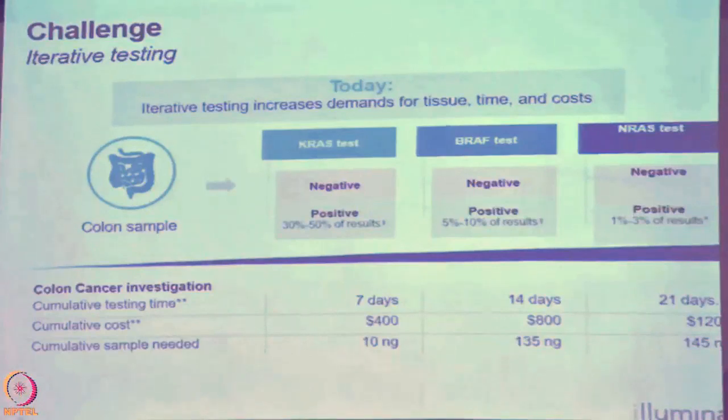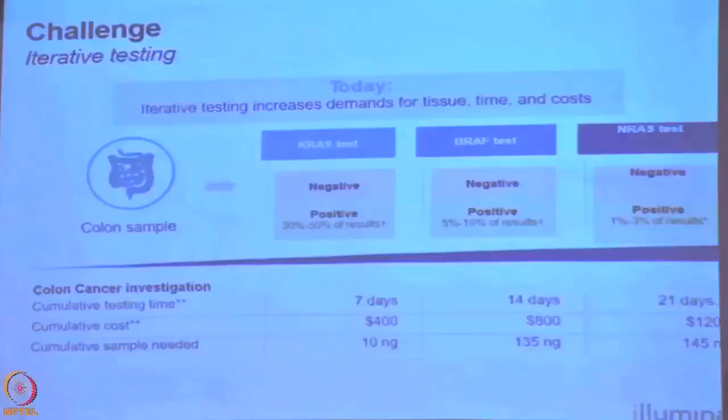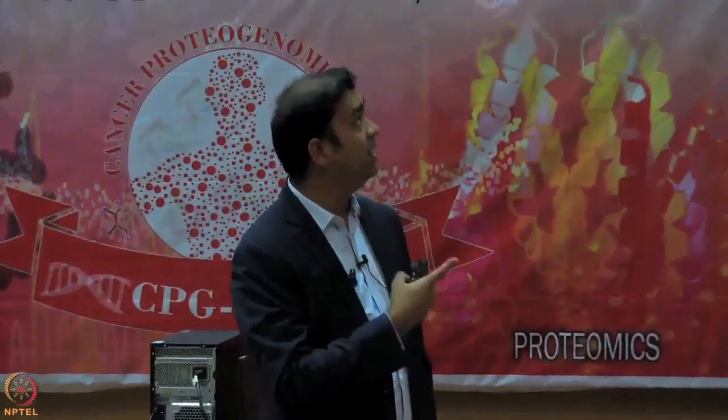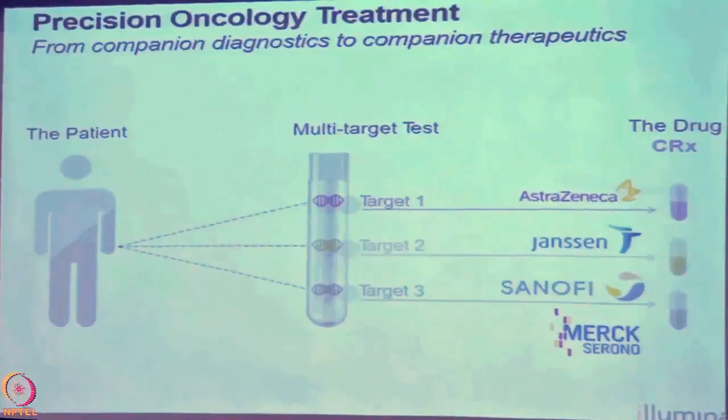So that means if you have one common panel which can detect multiple mutations at once, your therapy must be better, right? That's how companion diagnostics or precision oncology treatment is done. There's a patient, multiple targets, all types of cancer, one test. If you get something mutated, there's a different informatics part, and your companion diagnostic treatment is available, right? So it's very important what panel you're basically using.